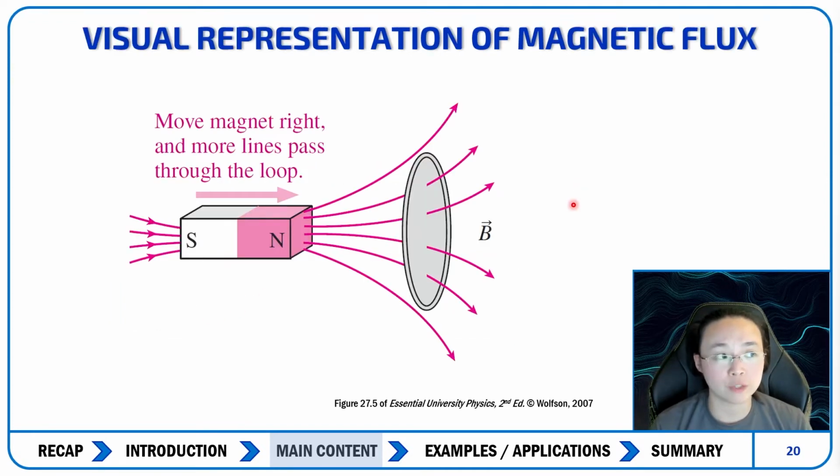So here's a visual representation of magnetic flux. Instead of determining how many electric field lines penetrate a surface, we want to see how many magnetic field lines penetrate a surface. So we have a circular wire loop in the magnetic field of a bar magnet. As the magnet moves closer, more magnetic field lines are going to penetrate the surface, and therefore there's going to be a larger induced current.